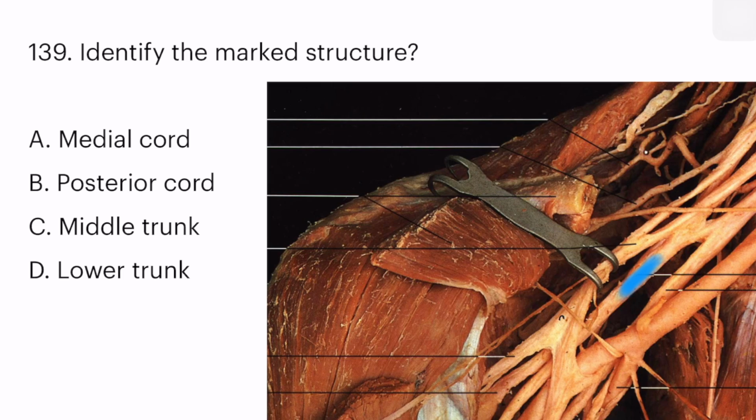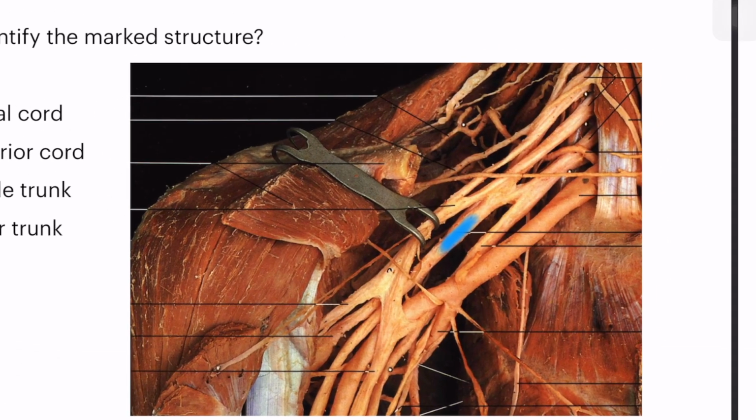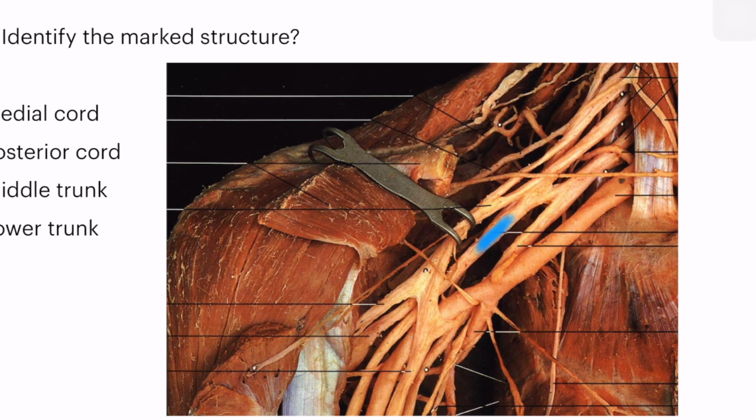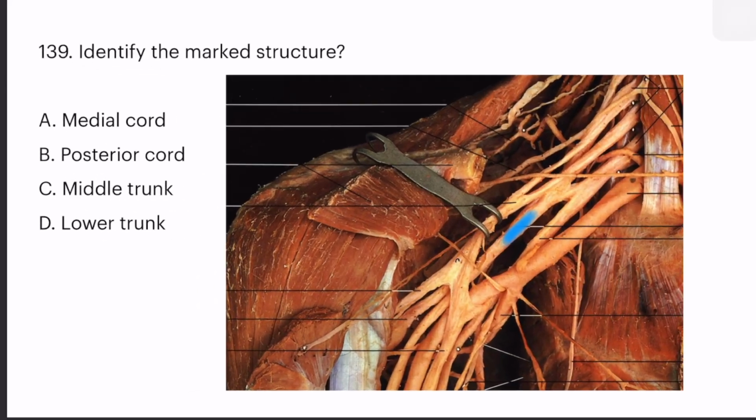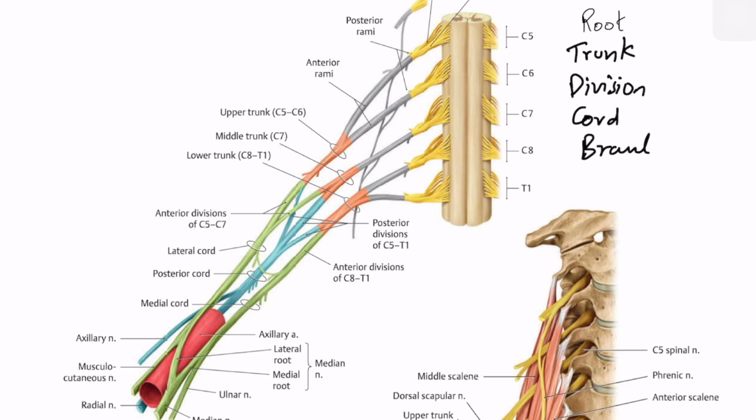Okay, you may find it hard or you may find it easy, but there is always a simple answer. In this you have to identify what the marked structure is. So first we will see the brachial plexus and then it will be easy. Initially there are roots, then trunks, then divisions, then cords, and then branches. This is how we study.